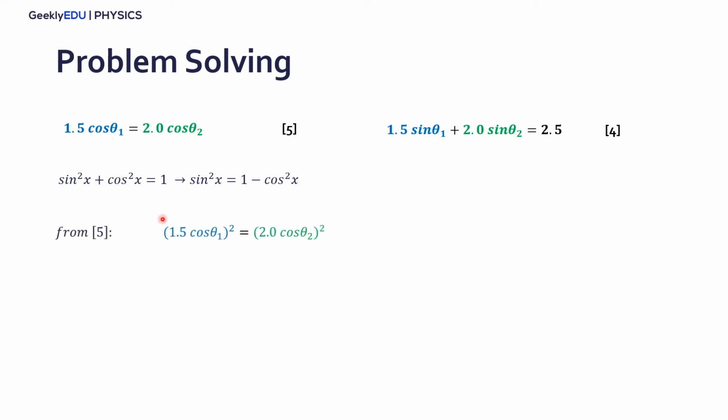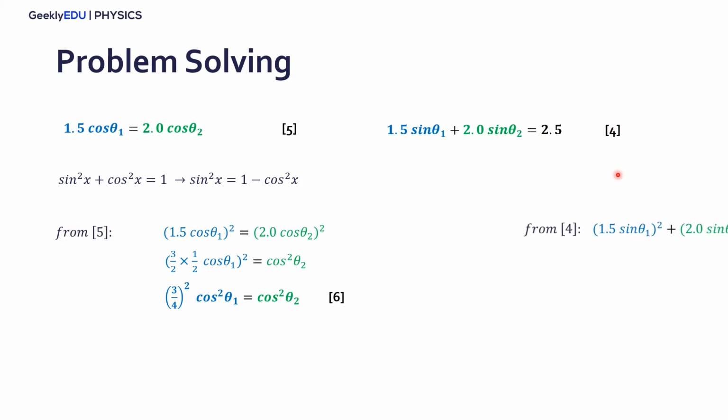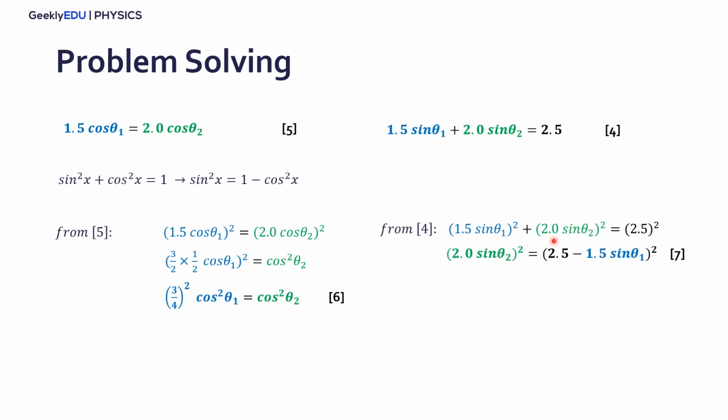So from equation number 5, squaring both sides, I'm just passing this 2 to the other side and maintaining it in the fraction format to make it easier. And now we have equation number 6 derived from equation number 5. We can do the same for equation number 4, squaring both sides of the equation and passing this blue term related with the angle number 1 to the right hand side.